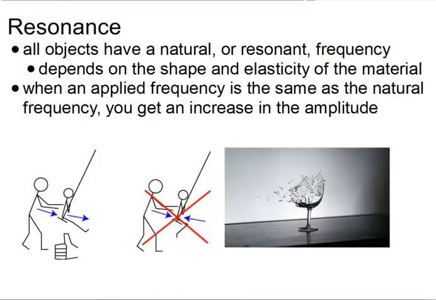Another place you see that is the old breaking the glass with the opera singer. The glass has a natural frequency. If the opera singer sings at a frequency that is the same as that natural frequency, it's going to cause the particles in the glass to vibrate more and more and more, which then causes it to eventually shatter because it is vibrating so much.